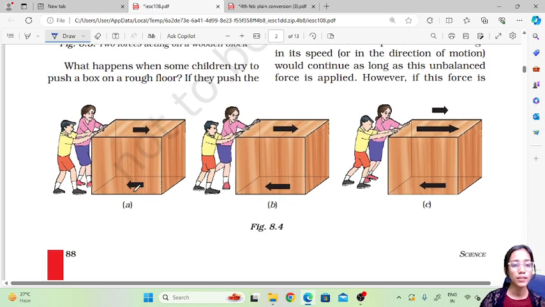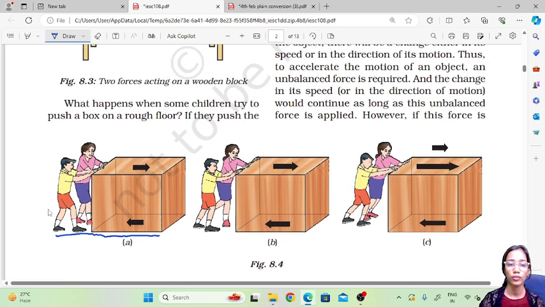Now let us consider there is a wooden block over here, a wooden table, or a box. Now these two kids are trying to push that box, but the floor at the bottom is very rough. They are putting in less push force. Now in the second case they are putting in a little more push force. Still they are not able to move it.